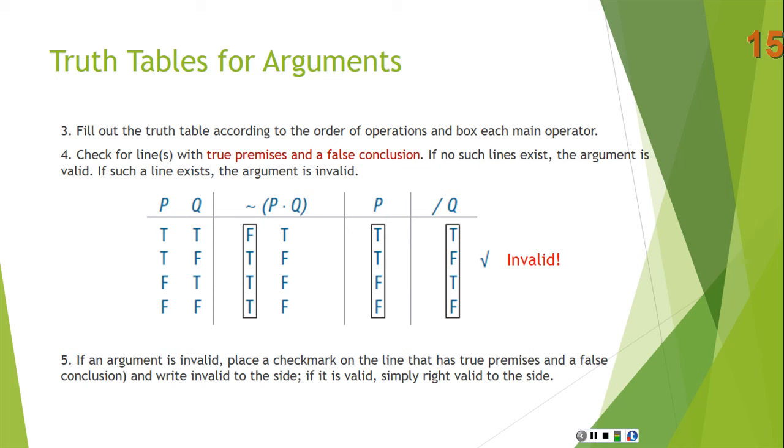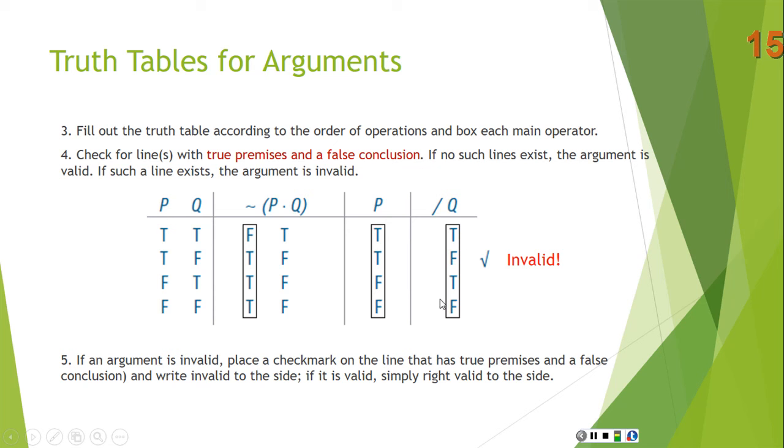When it comes to this argument here, you've shown that it's invalid. You have true premises and a false conclusion. Why does this show that it's invalid? Well, think of the definition of invalidity. It's possible for the premises to be true and the conclusion to be false.